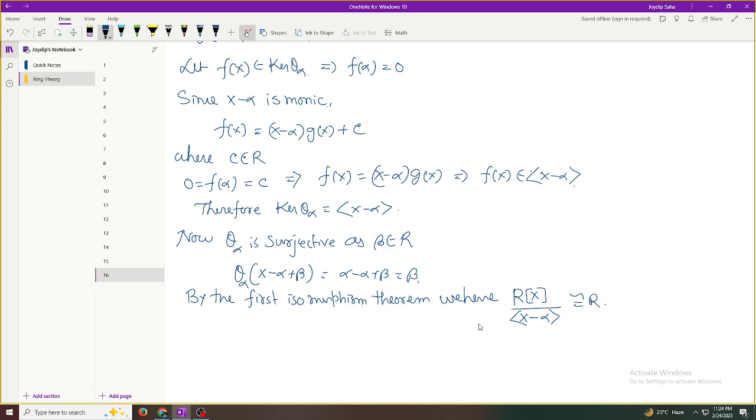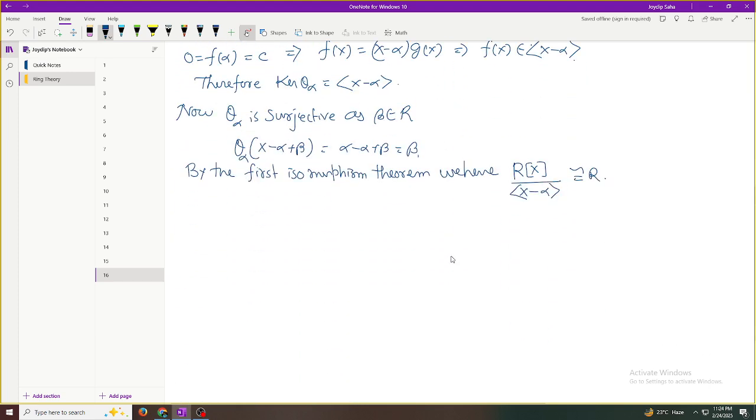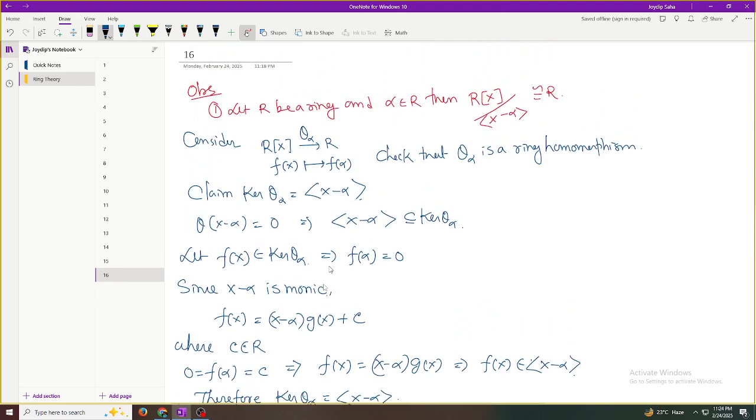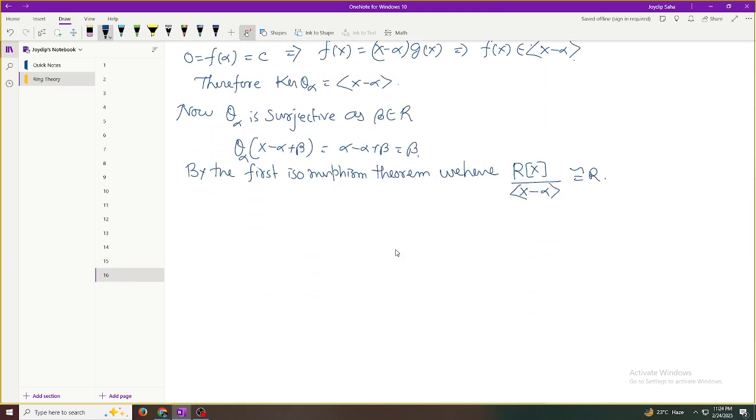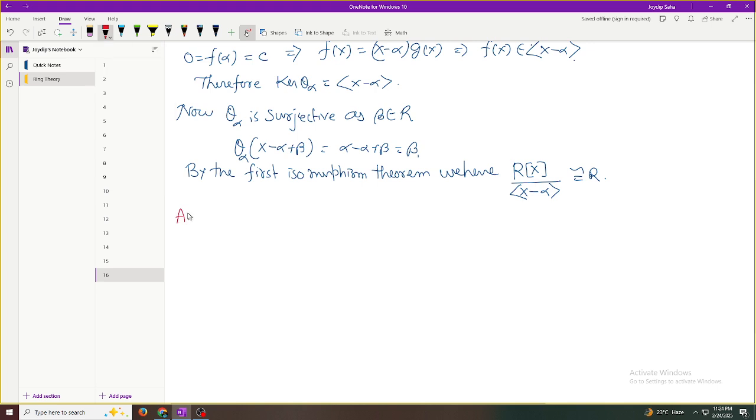Now for any alpha belongs to R. And what is your isomorphism? f(x) goes to f(alpha). Now application of CRT, the Chinese remainder theorem.